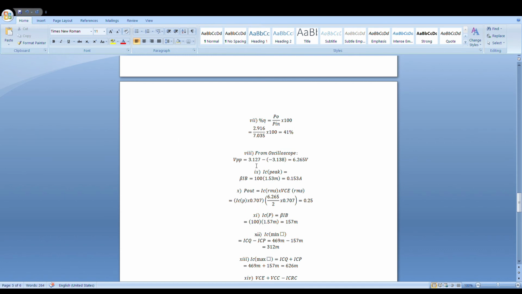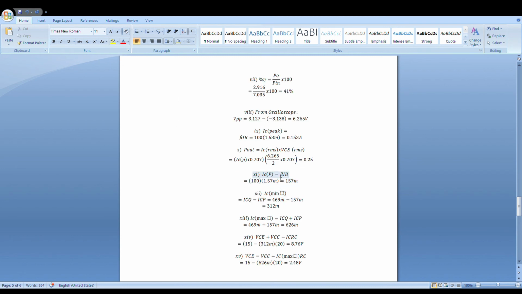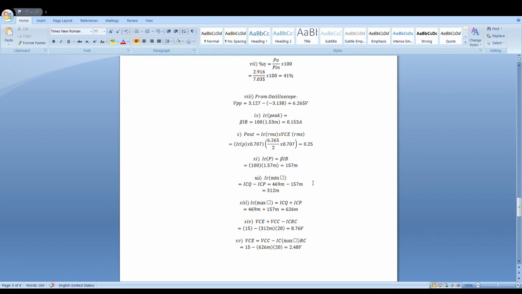So from the oscilloscope, VPP is equal to 3.127 minus negative 3.138. So we get 6.265 volt. And IC peak is beta IB, equal to 100 times 1.53 milli, and the value for IC peak is 0.153 ampere. So for the power out, we use the formula 0.25, and IC peak equal to beta IB, so we get the value 157 milli.